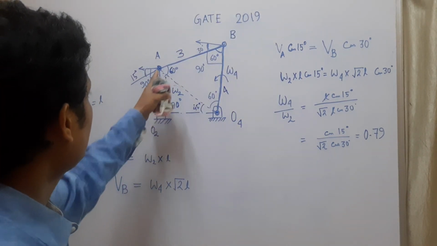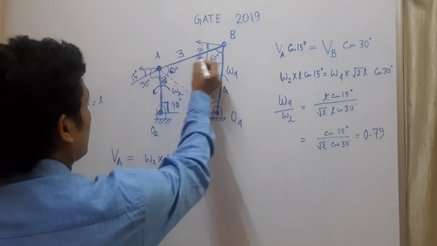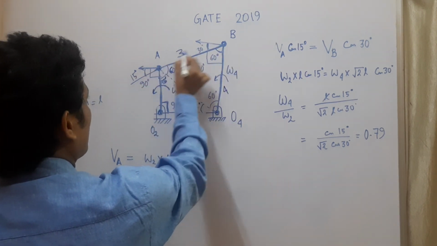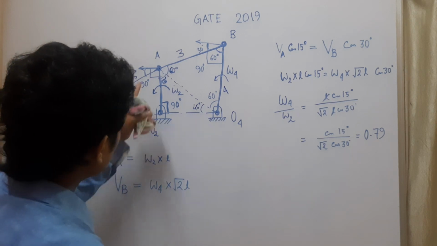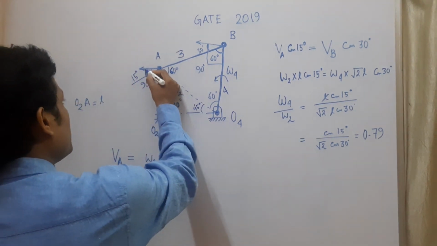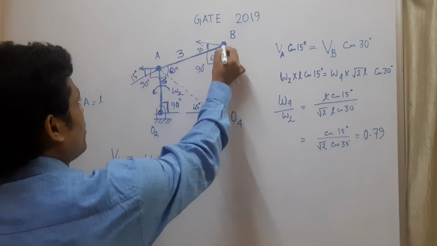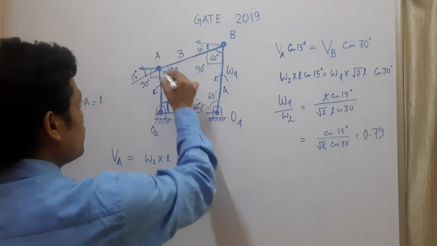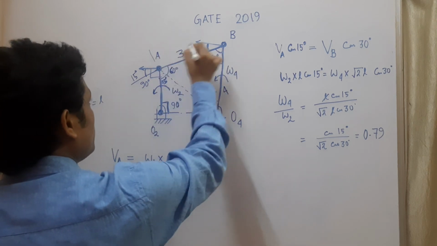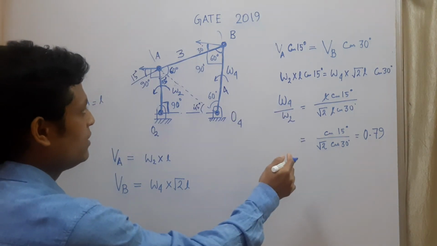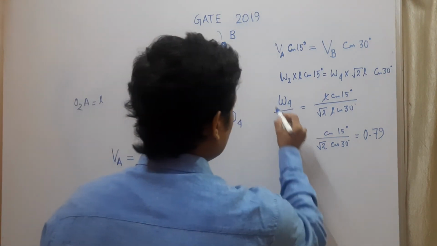Here we know the velocity directions of two points, A and B, and at point A the magnitude is also known. If we apply that both A and B are on the same rigid body and they have the same component along AB, because the length of AB is unchanged, we can determine this ratio. So we have applied this and determined this ratio.